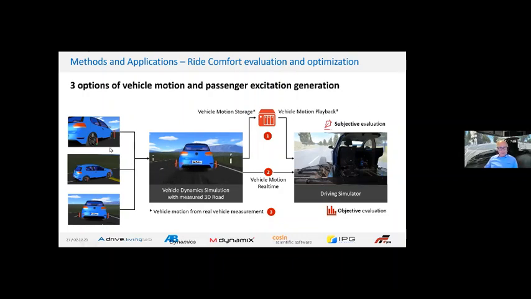And we have three options to do. We can drive on 3D roads. We can also drive via certain single events like cleats or something else. But we have there three interesting options. One option is we can simulate. We can do a pre-simulation, for example, in Adams, and then we can replay that on a driving simulator.